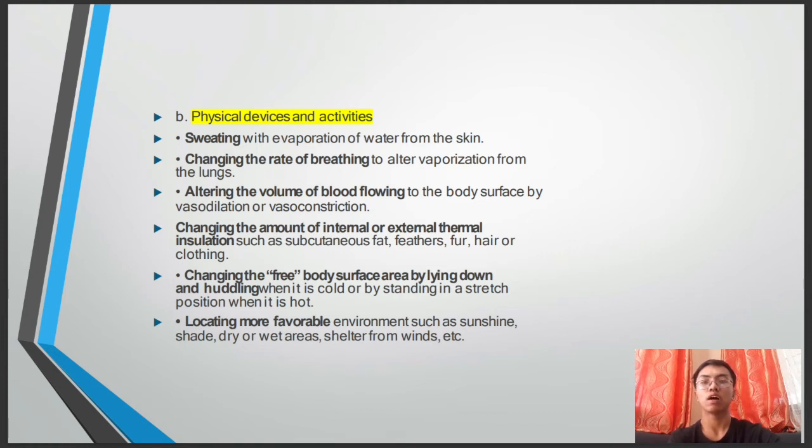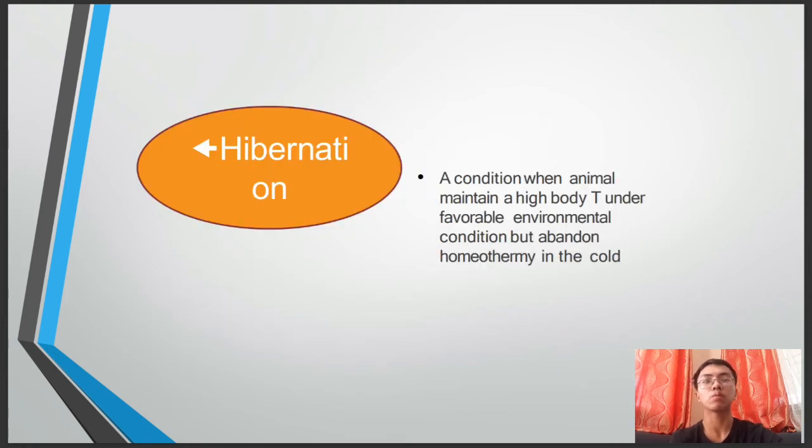So, hibernation is a condition when animals maintain a high body temperature under favorable environmental conditions, but abandon homothermy in the cold. Hibernation is a way animals conserve energy to survive adverse weather conditions or lack of food. Animals in hot climates also undergo hibernation called estivation. This works to help them survive extreme heat. So the next slide is the process of heat dissipation.